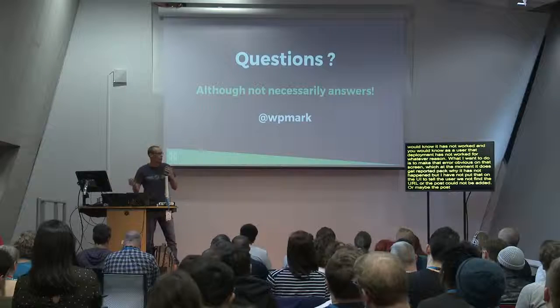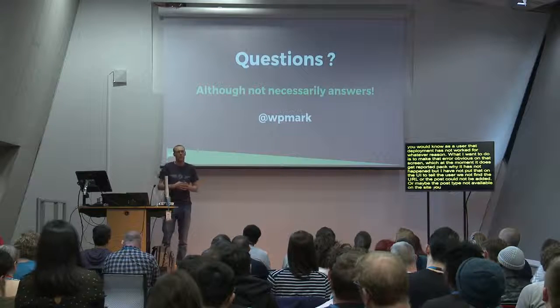What I want to do is make that error obvious on that screen. At the moment, it does get reported back as to why it hasn't happened, but I haven't actually put that on the UI, to tell the user that we couldn't find the URL, or the post couldn't be added for whatever reason, or maybe the post type that you're trying to add wasn't available on the site you sent it to. So there's work to do on that, absolutely, but yeah, it would fail.